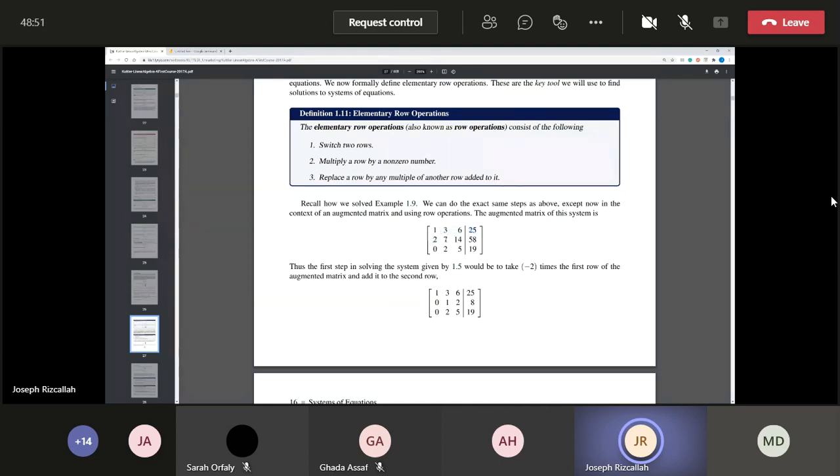And what about this 7? It's going to be a 1, right? Because -2 times 3 is -6, plus 7 will give you 1, and here it is. And then -2 times 6 is -12, plus 14 will give you 2, it is here. And then -2 times 25 is -50, plus 58 is 8, right? So now the second row has been really simplified. From 2, 7, 14, 58, now we got 0, 1, 2, and 8. Much simpler numbers.